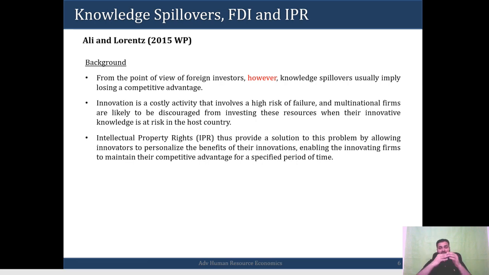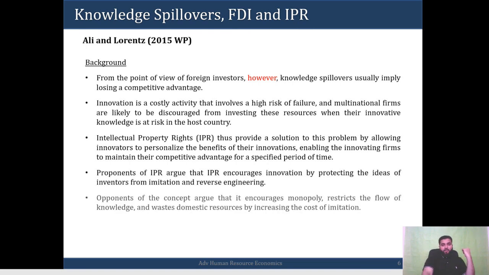Because as I said before, research and development is a very costly activity, and it takes a lot of time to come up with something new that is competitive, and that can give you an increase in your market share. But if you risk losing that knowledge, then there is no incentive to do any research at all, right? And so intellectual property rights, again, from the point of view of innovative multinational companies, are something positive, right?